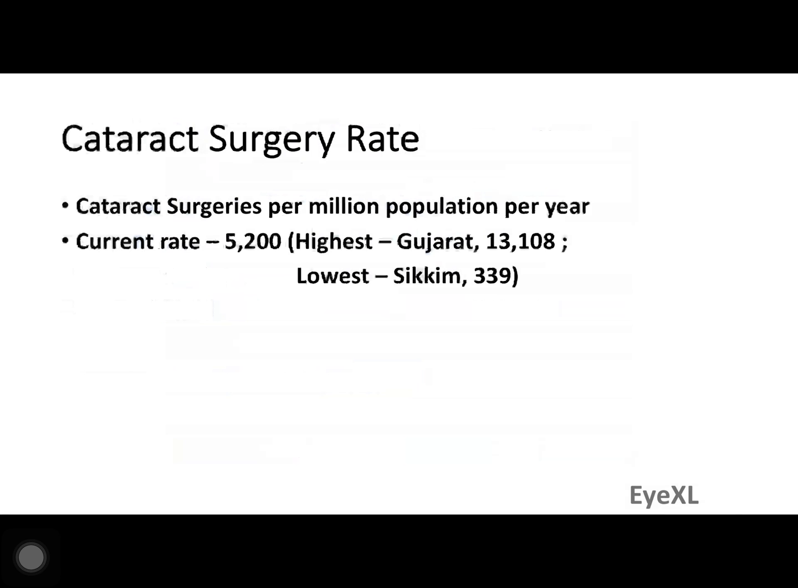A couple of facts that I wanted to share with you. Cataract surgery rate. This is nothing but cataract surgeries per million population per year. The current rate is 5,200 in India. The highest rate is in Gujarat, which is 13,000, and the lowest is in Sikkim, which is 339.